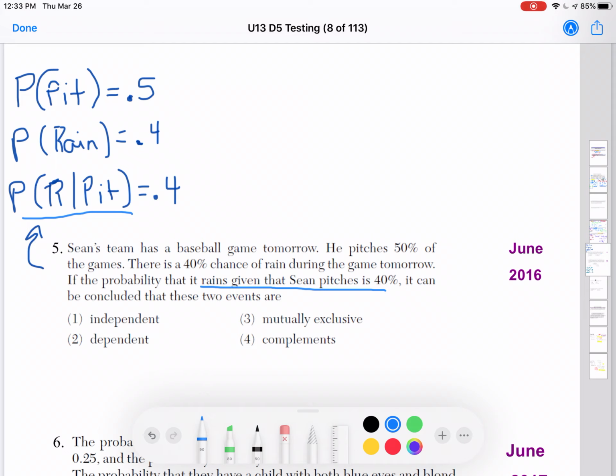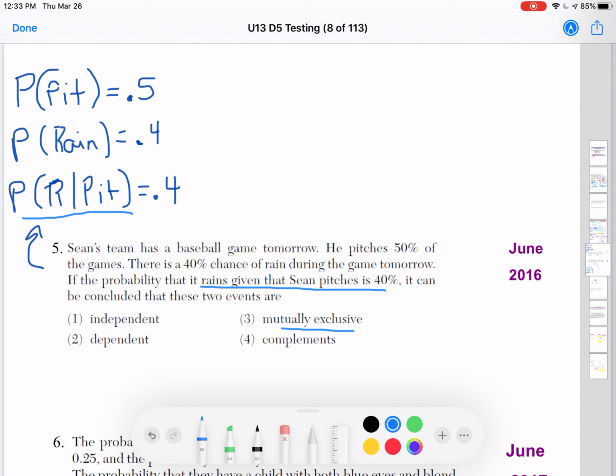Okay, you remember doing this question? My daughter says she remembers doing this question when she was prepping for the Regents in her year. Okay, it can be concluded that. So look, I see independent, dependent, so I'm thinking about my formulas, but let's just talk about this new word. Oh, and complements, remember that's the one where it adds to 100% or one whole, but mutually exclusive.